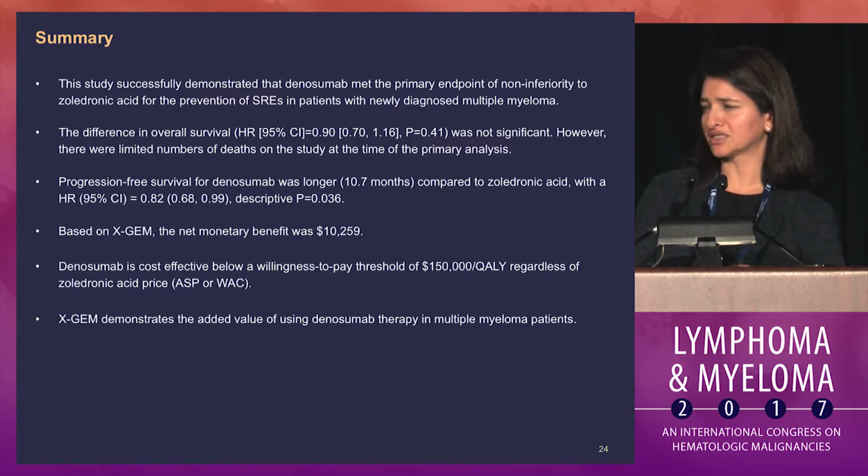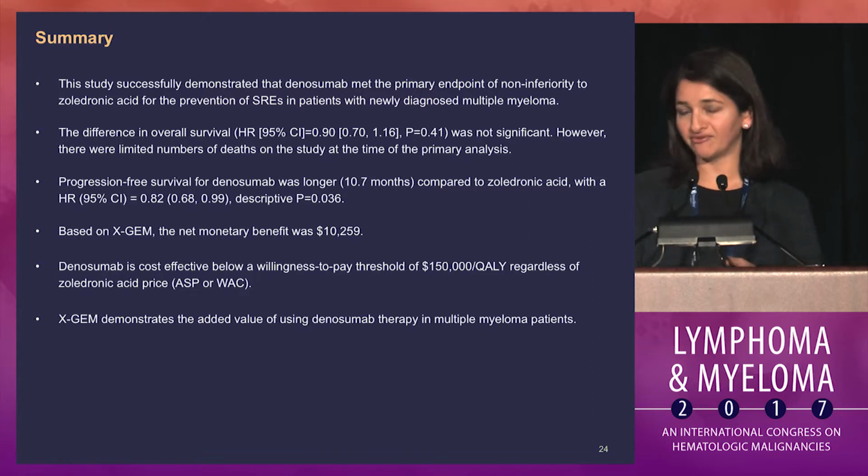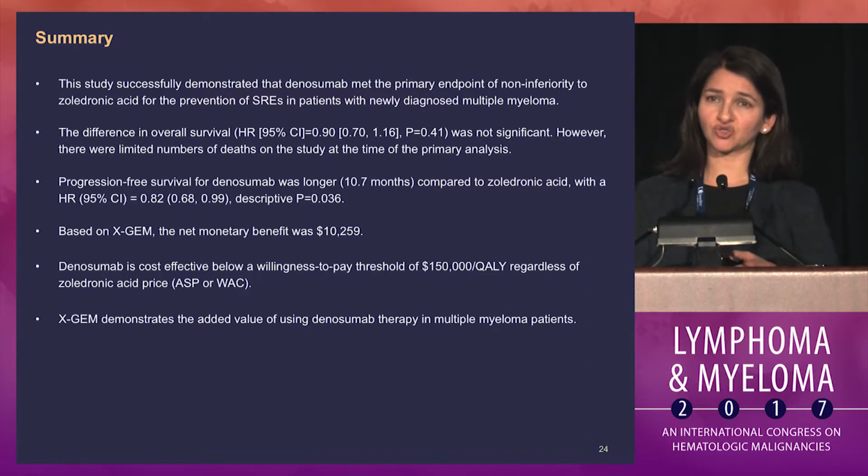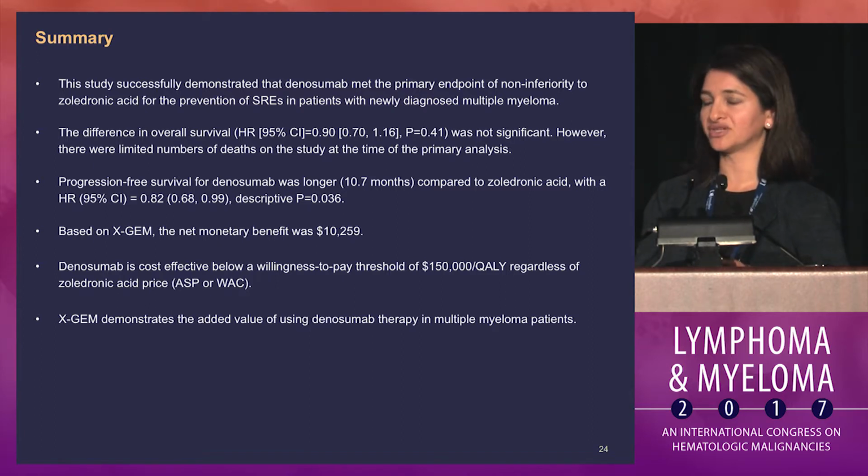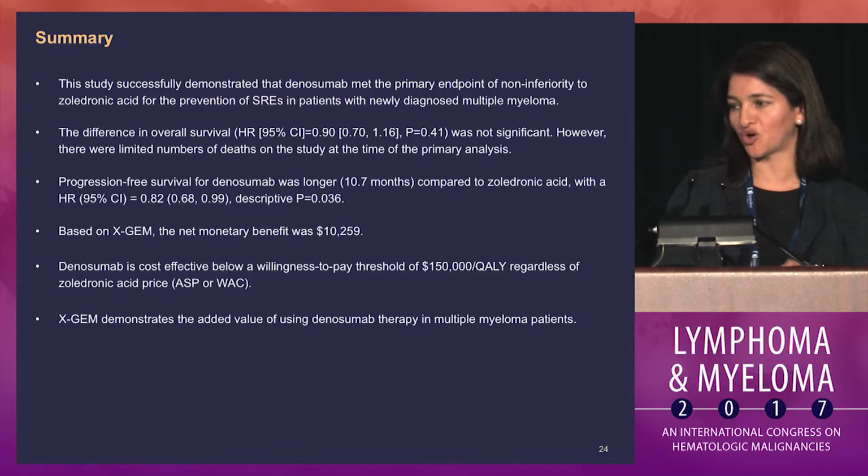So in summary, based on this study, I think we've been able to successfully show that denosumab did meet its primary endpoint of non-inferiority. We did see that there was no significant difference in overall survival. We were actually very surprised to see a very remarkable progression-free survival benefit of more than 10.5 months in our patients when compared to zoledronic acid.